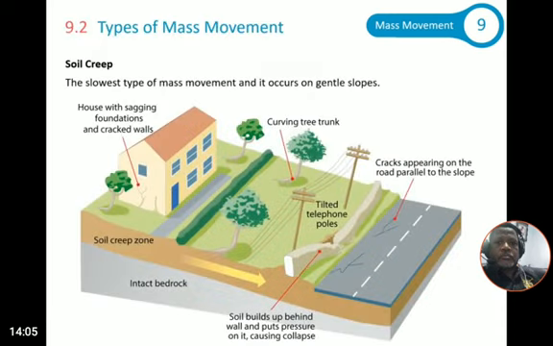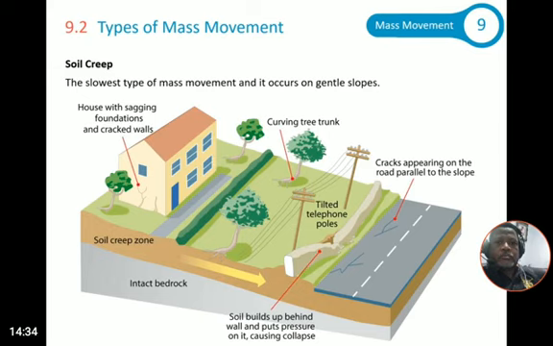So now we're going to look at the different types of mass movement in more detail. As I said before, soil creep is a very slow movement of soil, and it's generally about 1 centimetre a year. This is the slowest form of movement, okay? Water and gravity cause the soil to move slowly downhill. And this movement is shown in features on the surface, so we can actually see it.